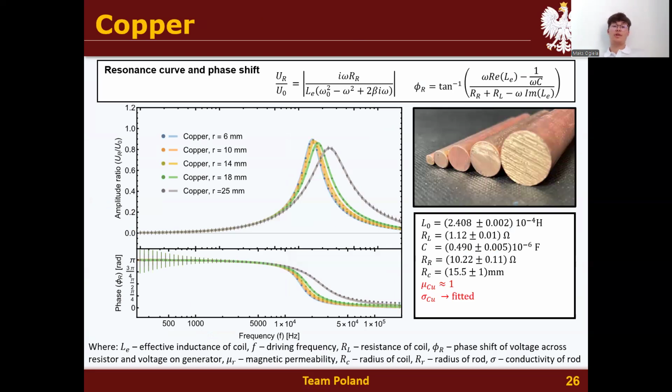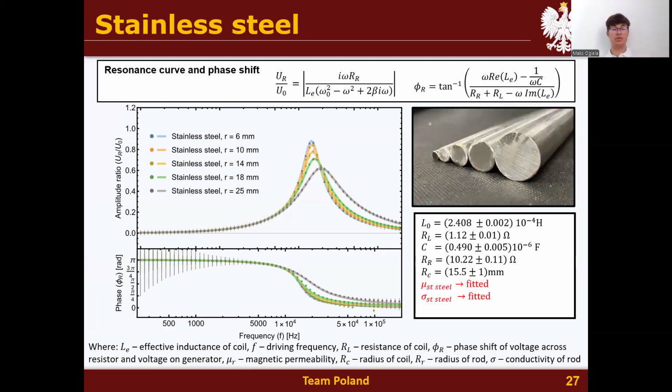Now we can compare our results for the different radii of the copper rods. We can see that our fitted functions fit really well the measurements, and from these measurements we are able to obtain the value of conductivity. We didn't measure the relative magnetic permeability, we assumed that it's around 1, because the changes from 1 are so small that the accuracy of our oscilloscope is significantly lower than the changes of the relative magnetic permeability of a copper core.